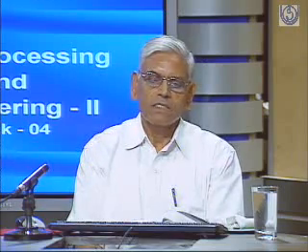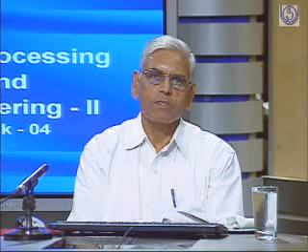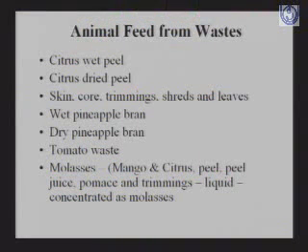Another aspect is that animal feed or compost can be produced from the waste products. As you will find in this animal feed from waste, there are citrus wet peel, citrus dried peel, skin, core, trimmings, shreds, leaves, wet pineapple bran, dried pineapple bran, which are being used for animal feed. This slide shows different types of waste which can be utilized for animal feed.